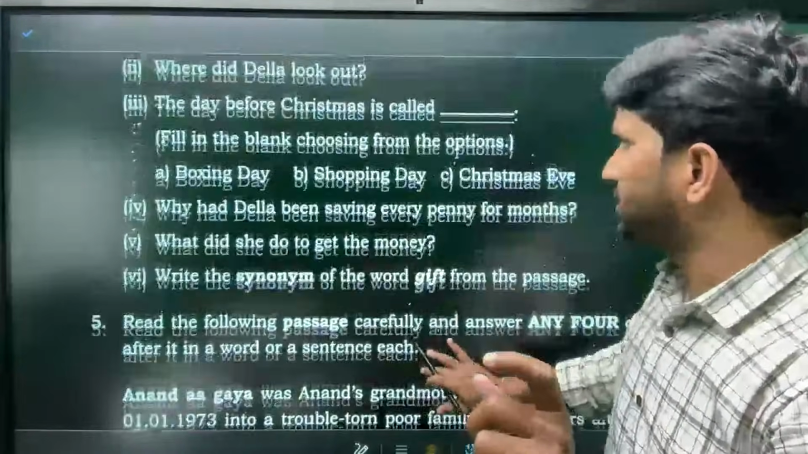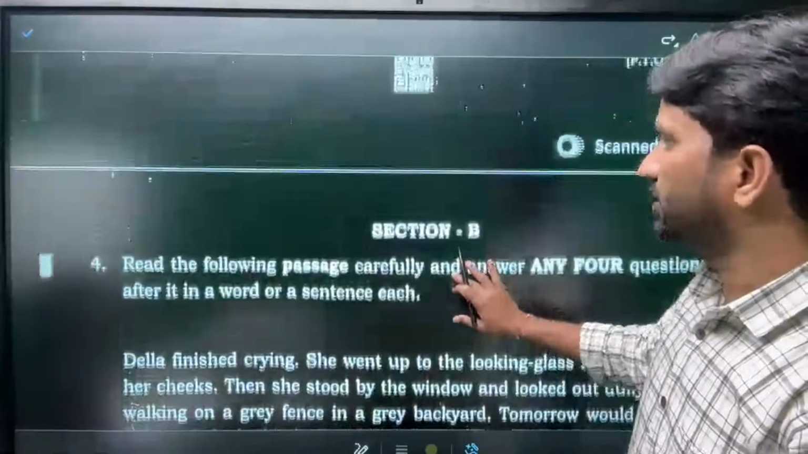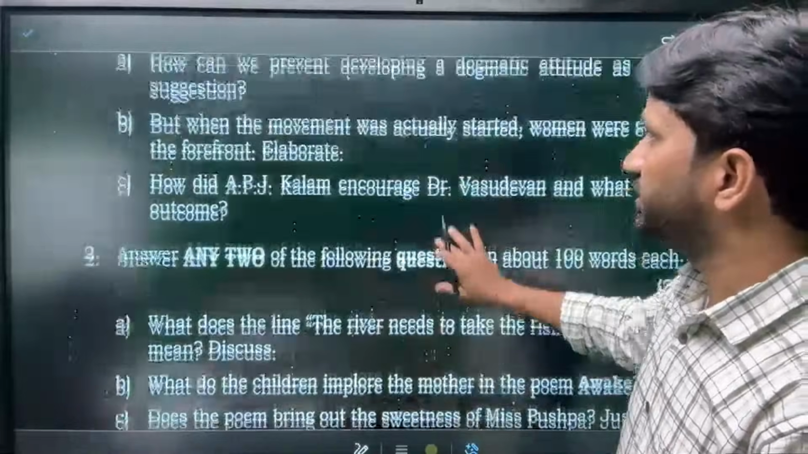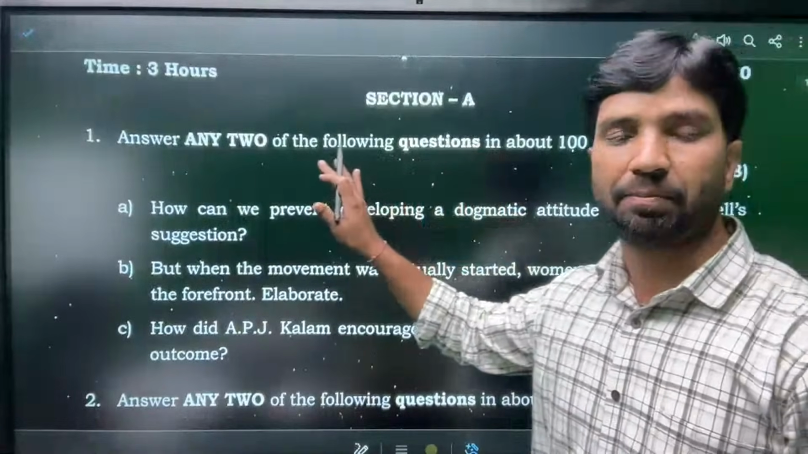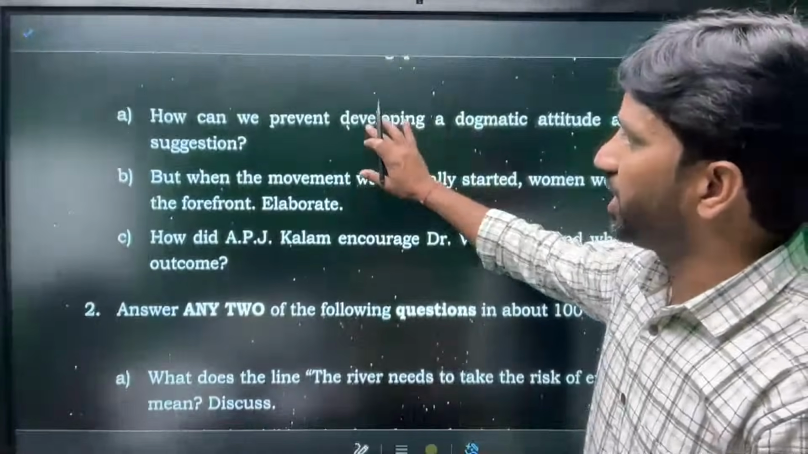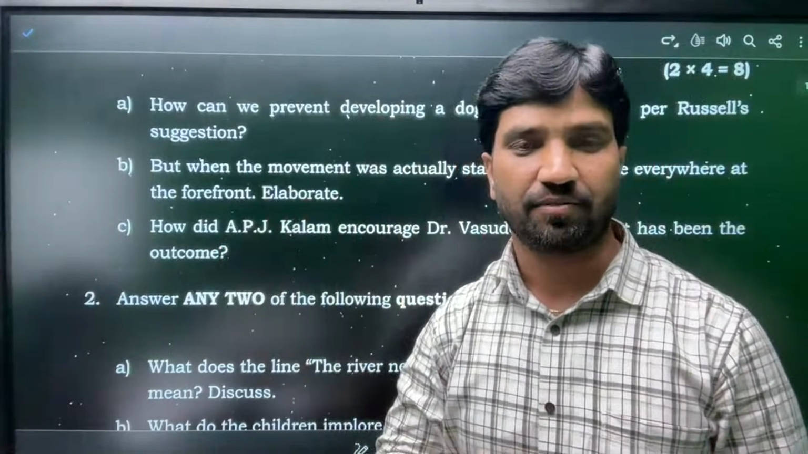See, listen once more. Here, this is section B. This is section A. This is the previous paper, last year's paper. In section A, we have 3 questions. We write any 2. How do we write it?